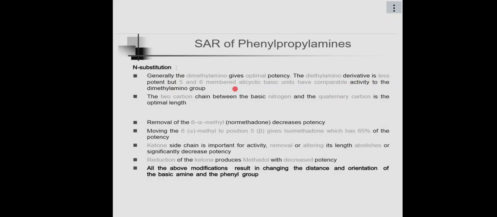So the diethylamino derivative is less potent, but 5 and 6 membered alicyclic basic units have activity comparable to the dimethylamino group. That is why we have talked about the compounds that have the morpholine ring and the piperidine ring: because of the strain in cyclic rings, you are still able to attain the distance that you require for activity. The 2-carbon chain between the basic nitrogen and the quaternary carbon is the optimal length. If you look at the nitrogen in methadone and the quaternary carbon, you have 2 atoms separating them. In all those compounds, that part of the morphine rule is maintained: separation by 2 carbon atoms.